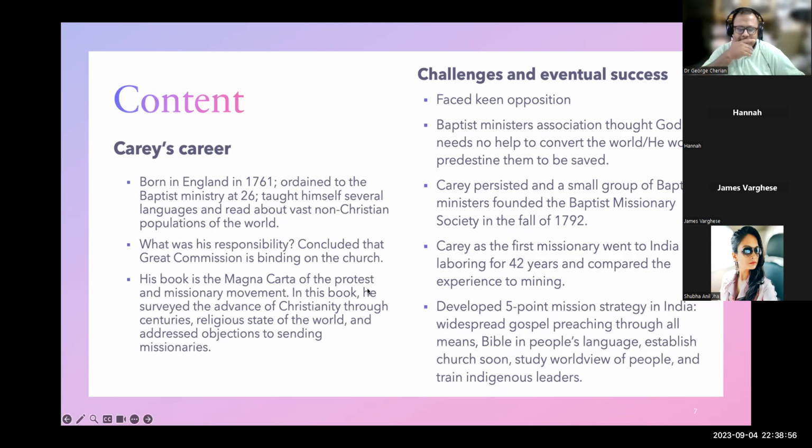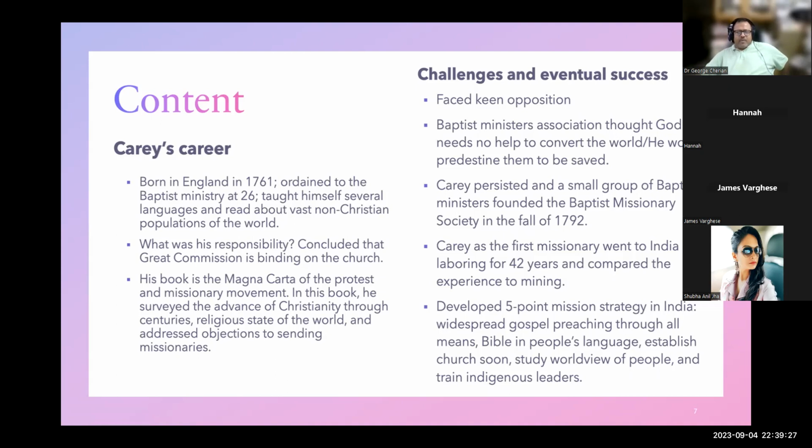So yeah, it's not protest, it's Protestant. His book is the Magna Carta, the great summary statement, which contains the main summary statements of the Protestant and the missionary movements. In this book, he surveyed the advances of Christianity throughout the centuries, the religious state of the world, and he addressed the objections to sending missionaries.